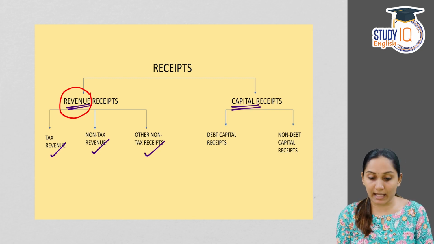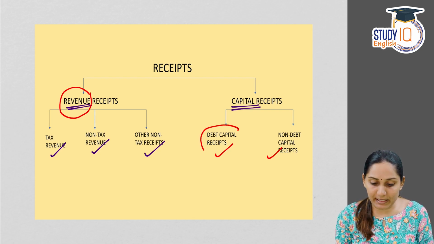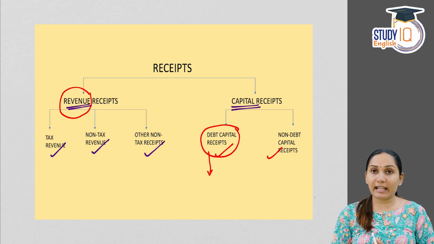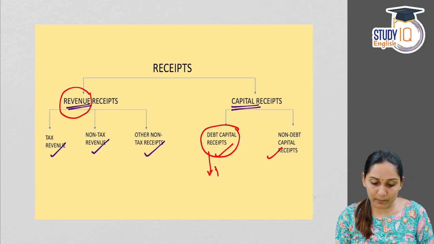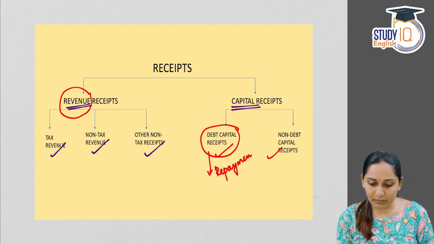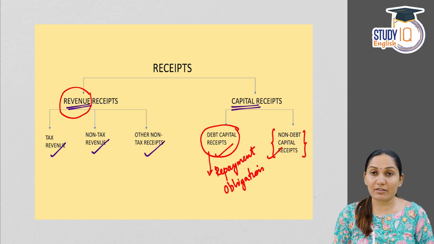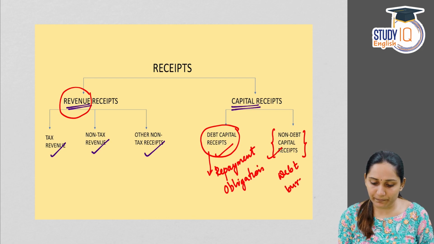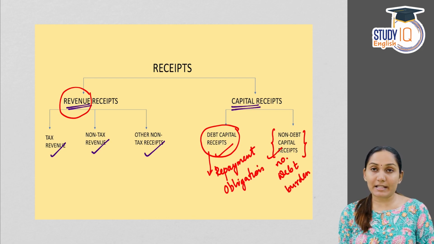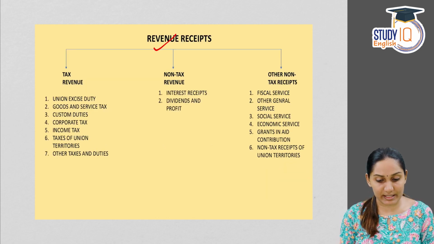Further, capital receipts can be either debt capital receipts or non-debt capital receipts. Debt capital receipts are those capital receipts that create a debt obligation for the government. That is, the government has to repay it. So, debt obligation means a repayment obligation for the government. Non-debt capital receipts are those capital receipts which do not create a debt burden for the government. No debt burden for the government. So we will be discussing all of this in detail. Let's get started.